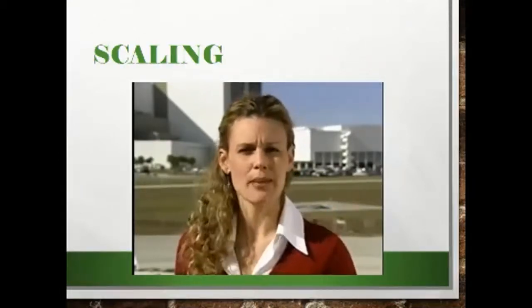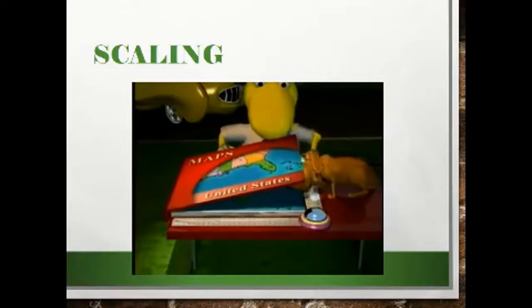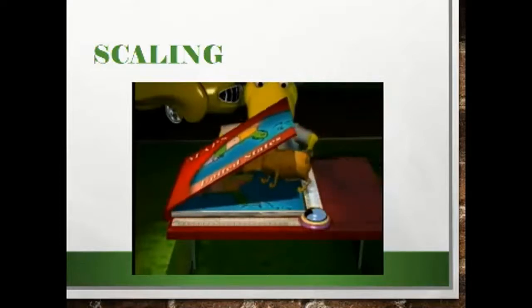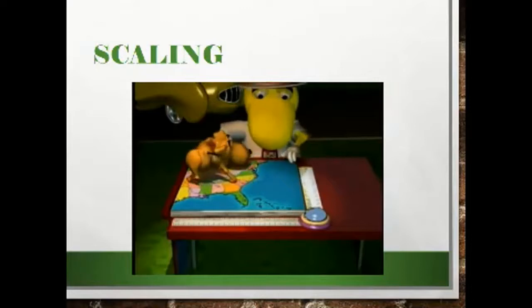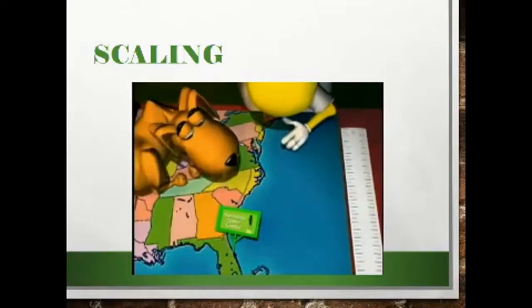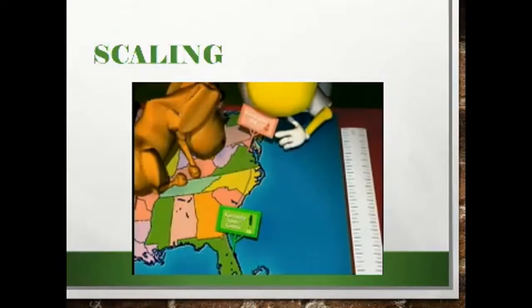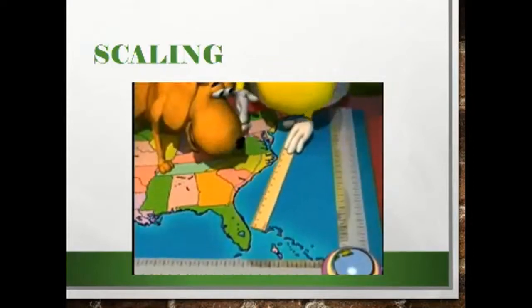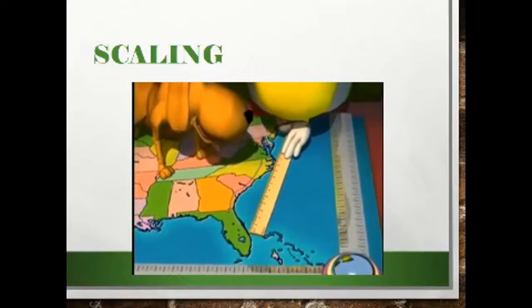Let's take a look at an example. One of the most common types of scale drawings is a map. Maps are very useful when planning a trip, whether it is across town or across the country. Norbert and Zot are planning to drive from NASA Kennedy Space Center to Washington, D.C. Norbert wants to estimate the distance he and Zot will travel.